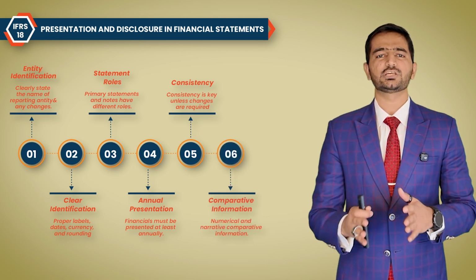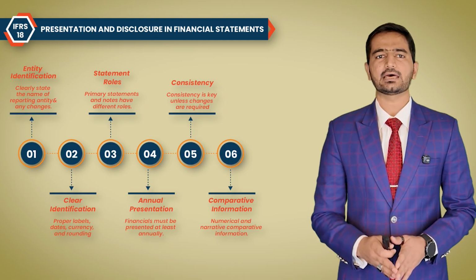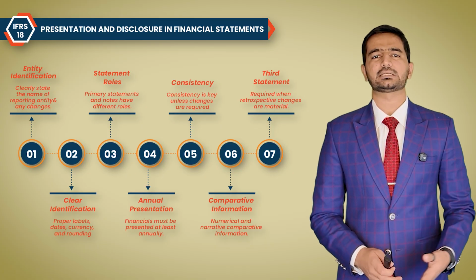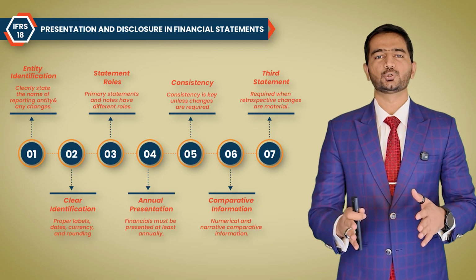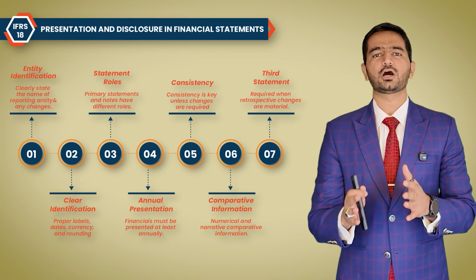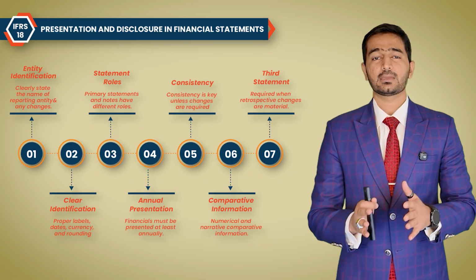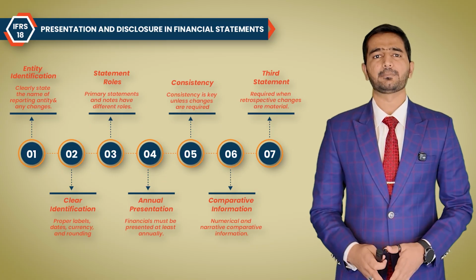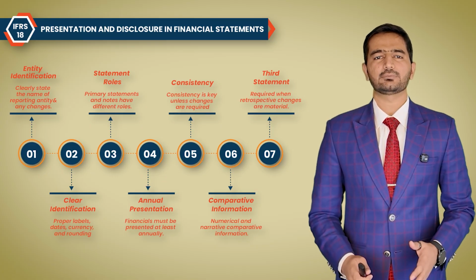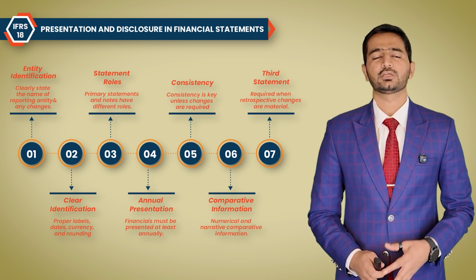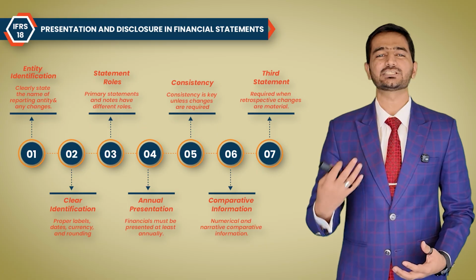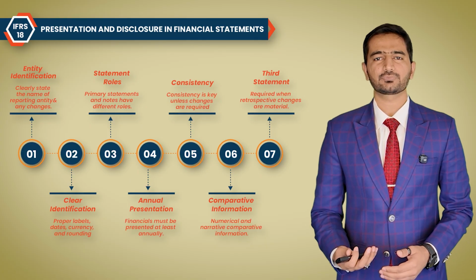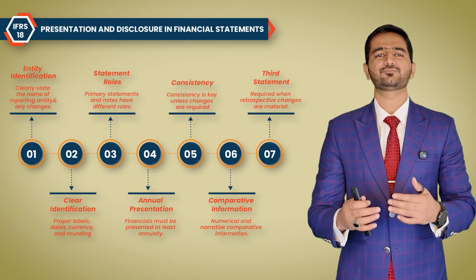Comparative information must always be provided, both numerical and narrative. And a third statement of financial position is required when retrospective changes are material. My friends, I hope this lecture gave you a complete picture of how financial statements should be structured, presented, and maintained over time under IFRS 18. Remember, clarity and comparability are the heart of good financial reporting. We don't just report the numbers, we tell the story. And IFRS 18 ensures that story is told in the right format with full context and in a faithful manner.